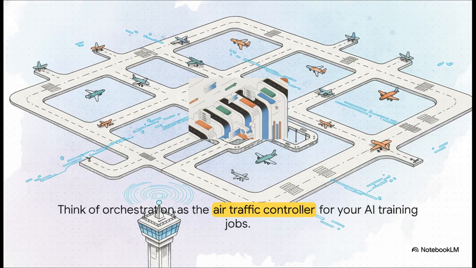Here's a great way to think about it. Imagine an air traffic control system, but for your AI. Each training job is a plane trying to land. The orchestration layer is the air traffic controller. It manages all the runways, those are your GPUs, and makes sure every single job gets exactly where it needs to go, safely and efficiently without crashing into anything else.